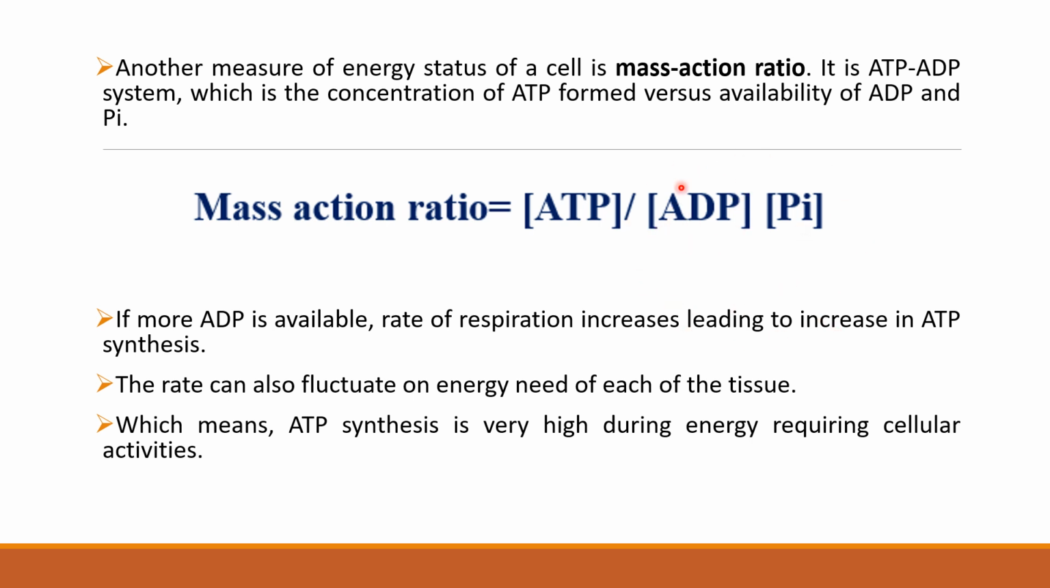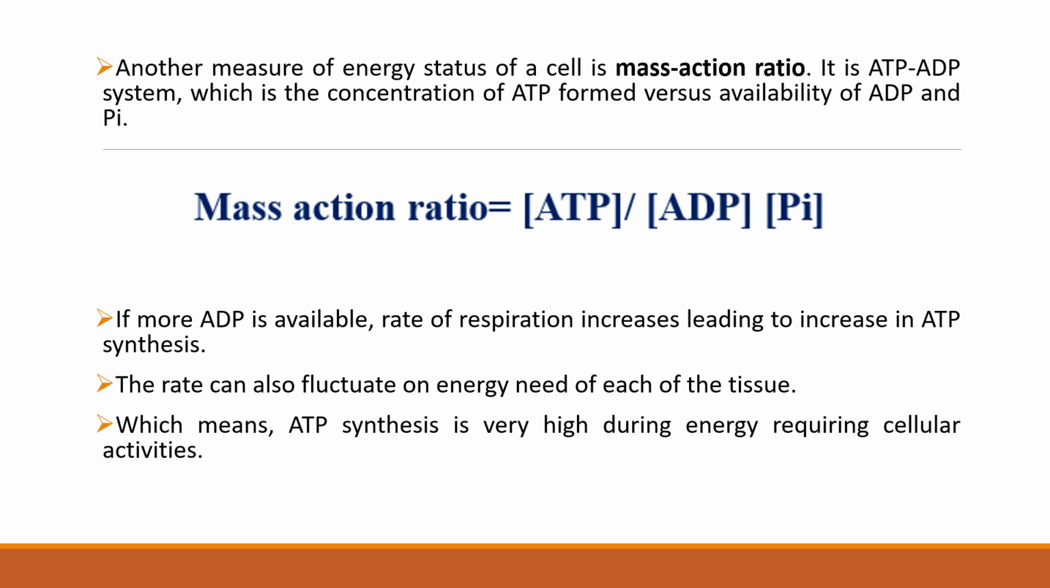If you have more ADP, obviously the rate of respiration will increase, leading to increased synthesis of ATP. And this rate will be fluctuating based upon the energy needs of a particular tissue, which means that ATP synthesis will be very high in tissues which require lots of energy. High energy demanding cells will require it. That means the cells are highly active. Lots of activities are taking place within the cell, and to meet the energy needs, there is a high rate of ATP synthesis.